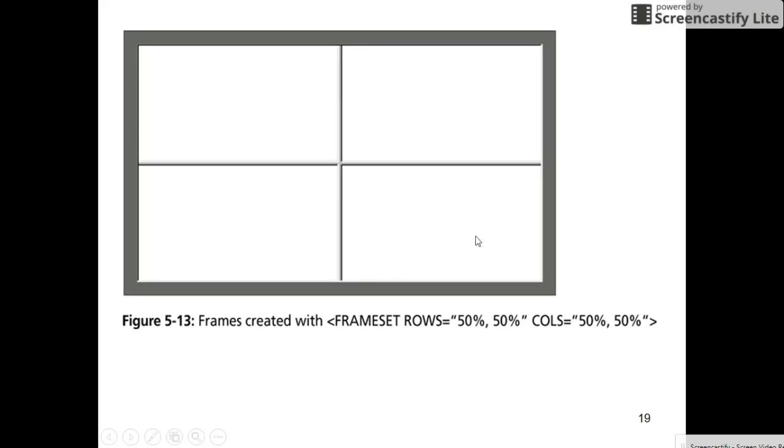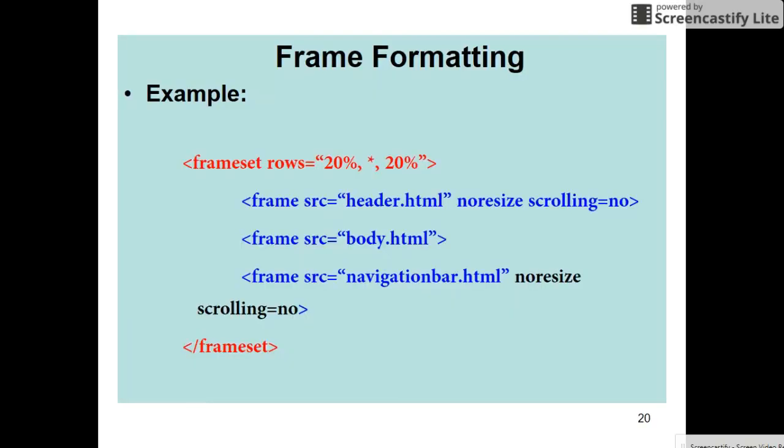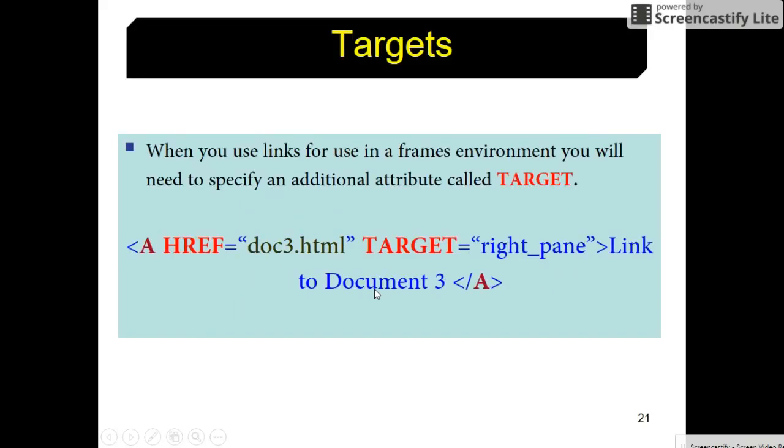Similarly, we can do more. We can create two rows, and in the first row we can create three columns, and in the second row we can create one or four columns. Any combination you can set. It is not difficult. This is the way we attach our HTML file to a certain frame. We can define noresize, scrolling, and other attributes.